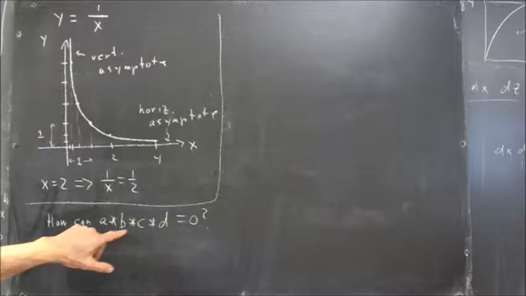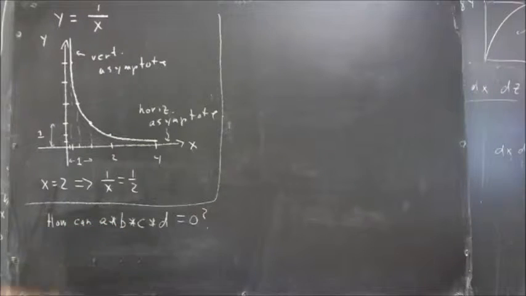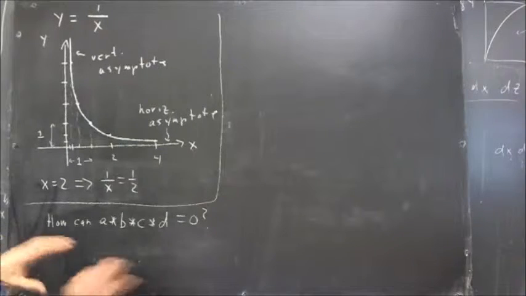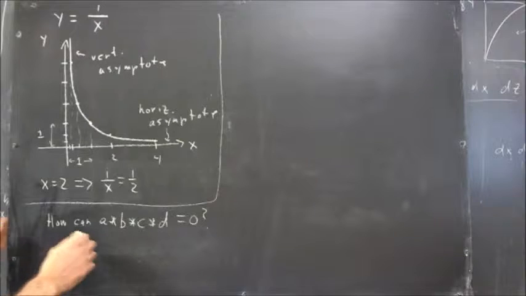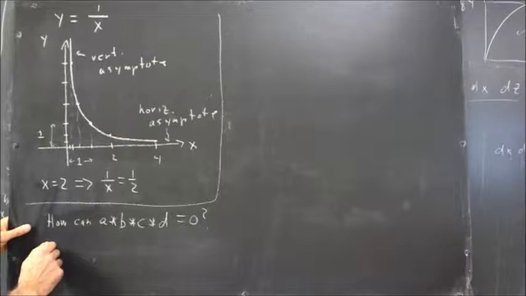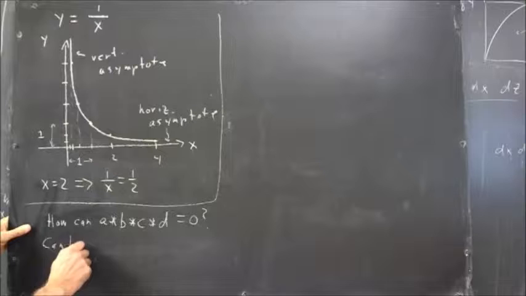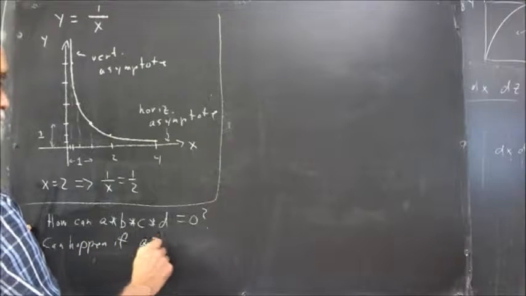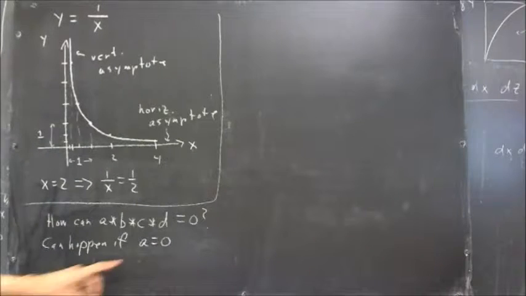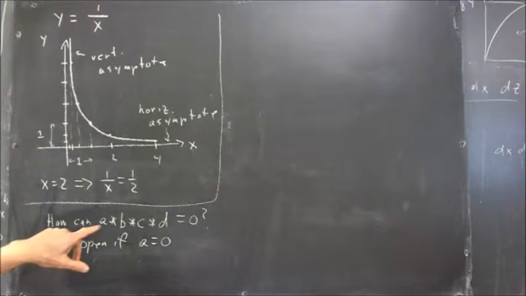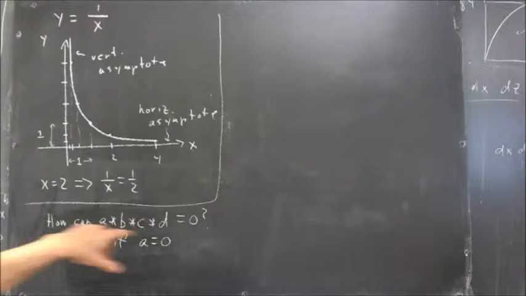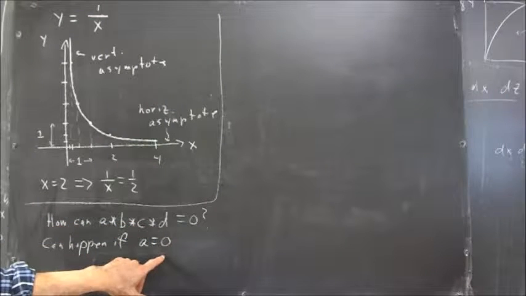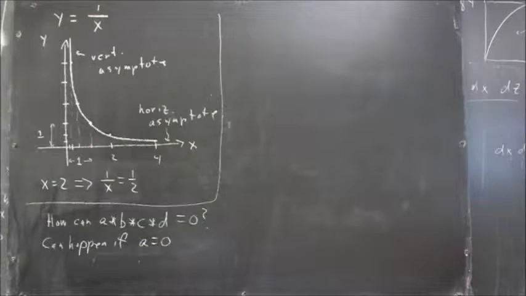How can A times B times C times D be equal to 0? Think your own thoughts. Pause for a second, get your head around the problem, and then let's see. Okay, well, this can happen if A equals 0. That's at least one way it can happen, because if you multiply a string of numbers and one of them is 0, the result's going to be 0.